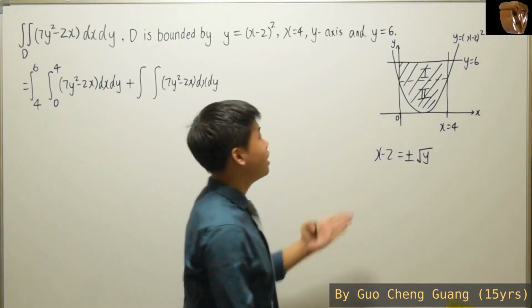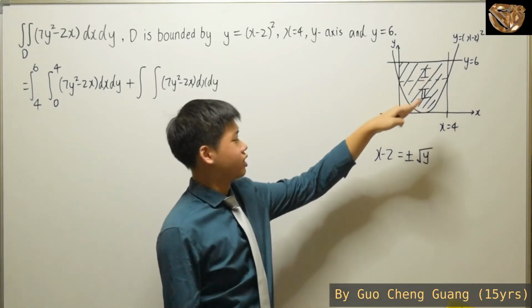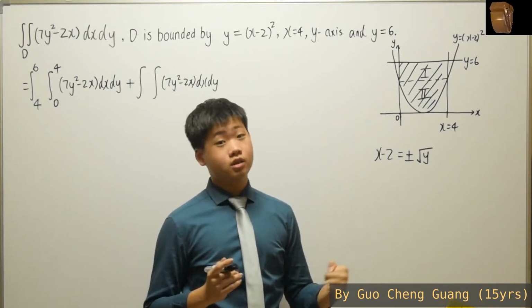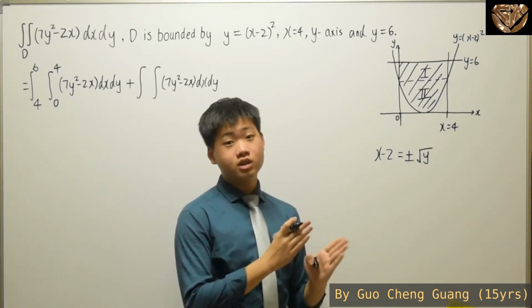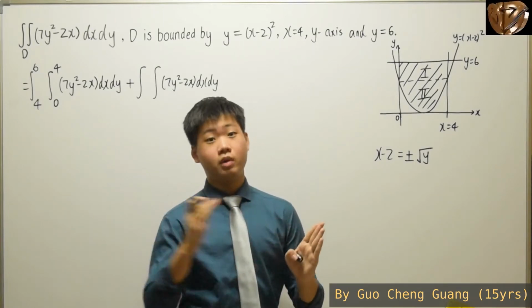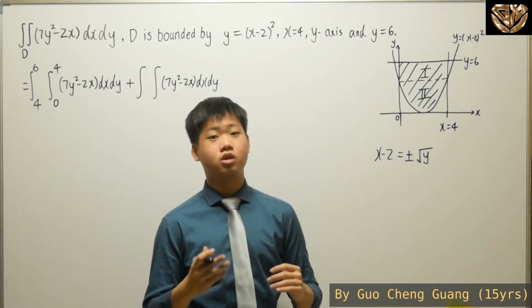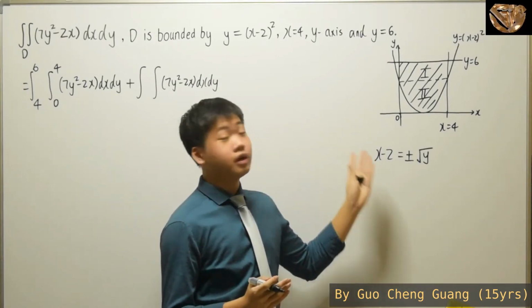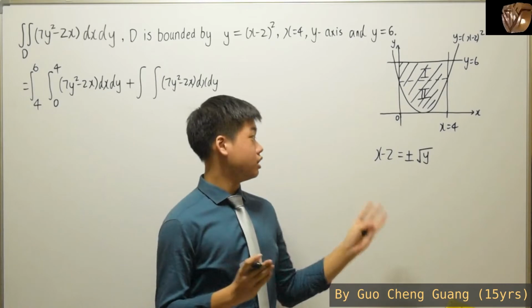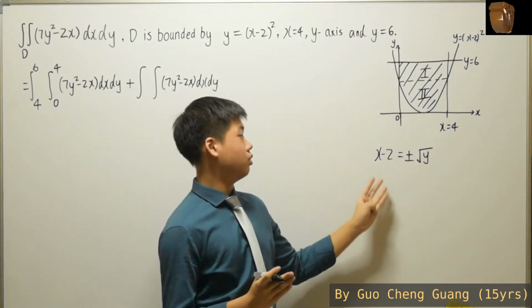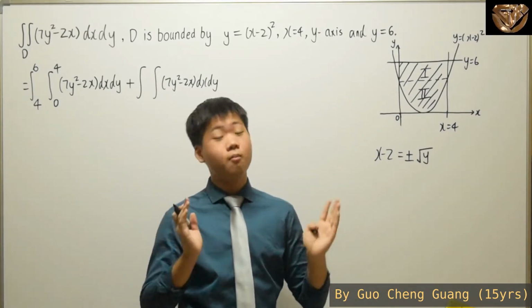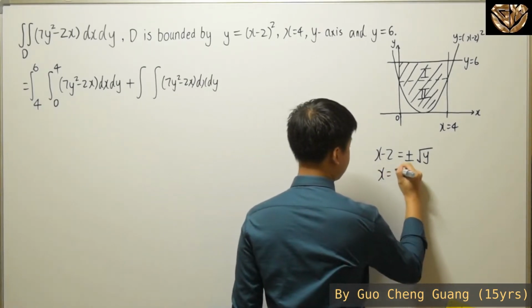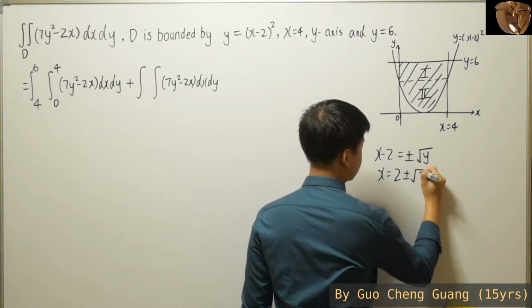But you might be wondering, isn't this graph just the entire thing? So why do we have to separate it into two different parts? But you have to realize that when we want to integrate, the functions have to be one value matching with one value, or in short, a one-to-one function. So of course we would have to make it one-to-one in order for it to integrate. So in order to make it one-to-one, we would have to separate it into two different parts. Right, so that means x is equal to 2 plus minus square root y.